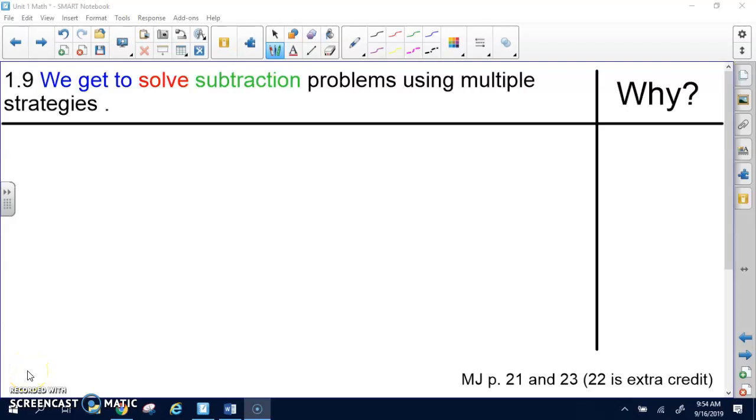Do 1.9, we get to solve subtraction problems using multiple strategies. We talked about multiple strategies. Why do we want multiple strategies? What's the reason we're doing several different ones? Yep, so we're finding what fits best for each person, right?